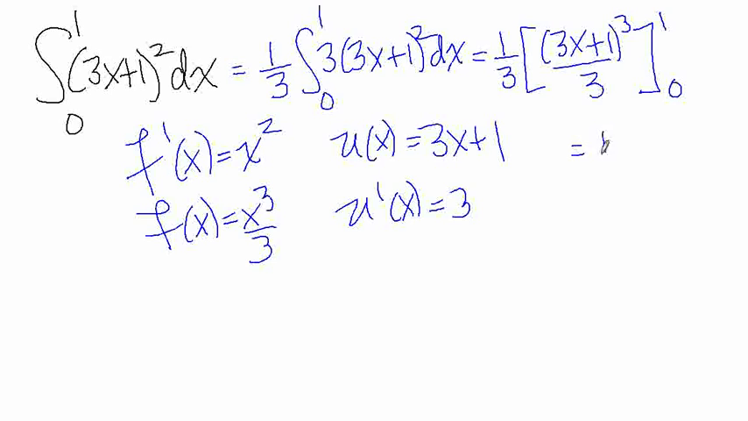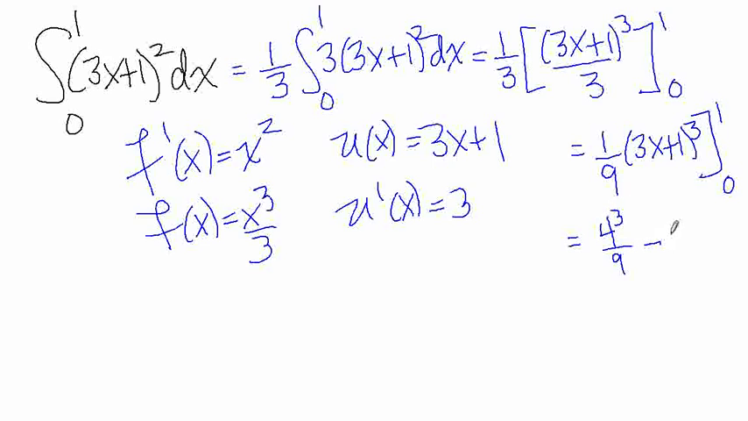So let's see. Let me first simplify. 1/9 (3x plus 1) cubed. Evaluate that at 0 and 1 and find the difference. So if I evaluate it at 1, I get 4 cubed over 9. Evaluate it at 0, I get 1 cubed over 9. So 64 minus 1, 63 over 9. Apparently the answer is 7. Okay?